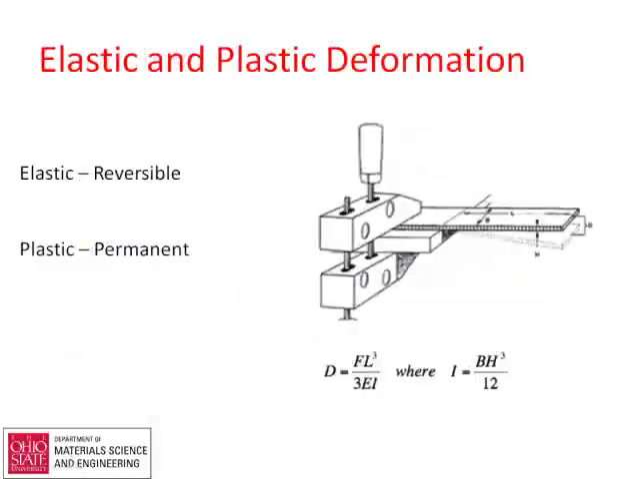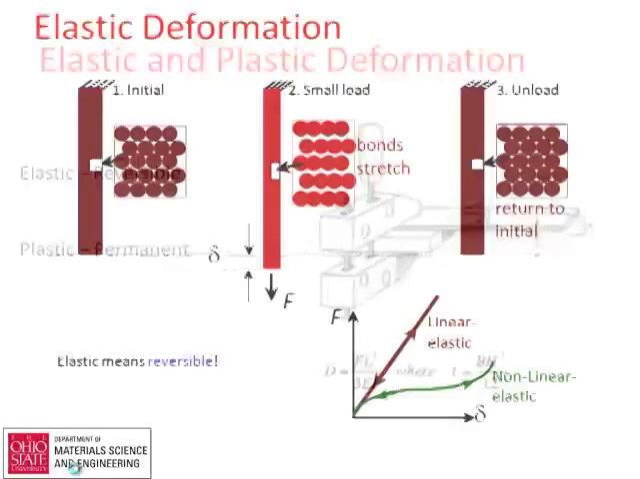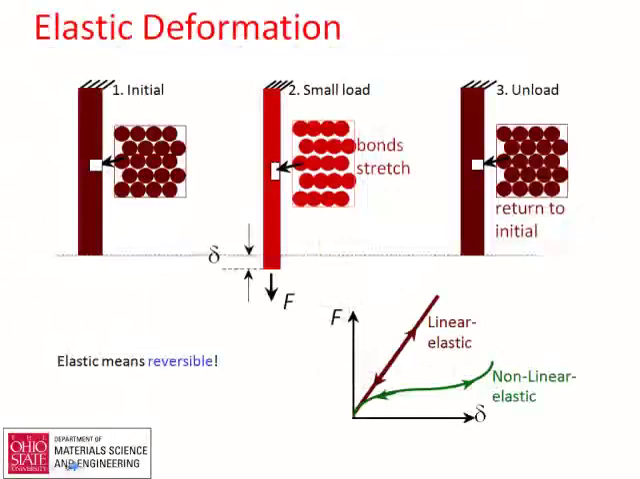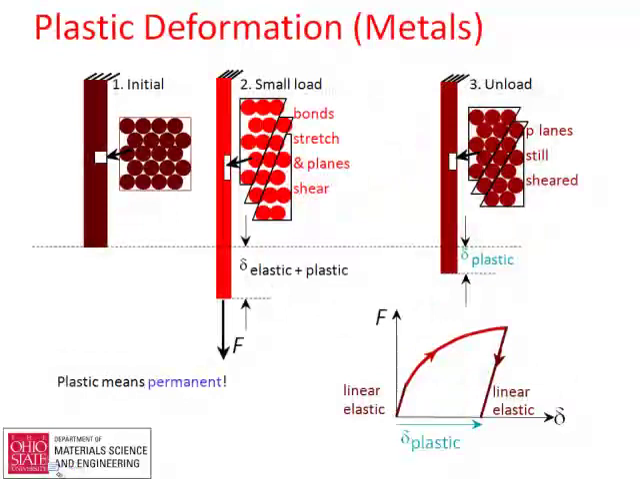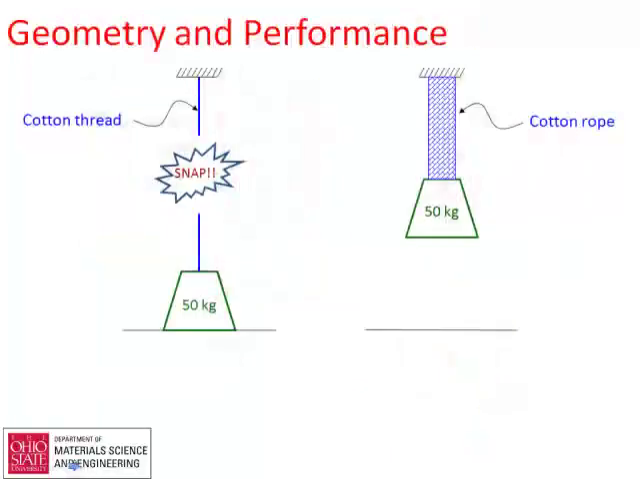This is a lab that we may end up doing. Again, it gets into the idea of elastic deformation, which is based on bond stretching. Elastic is reversible. Plastic deformation, this is permanent deformation. The atoms change neighbors, which gives you plastic deformation in that case. We can do this with those wires. Geometry and performance, we talked about the way stress is really the right way to normalize things. It's the right way of normalizing against these size effects.